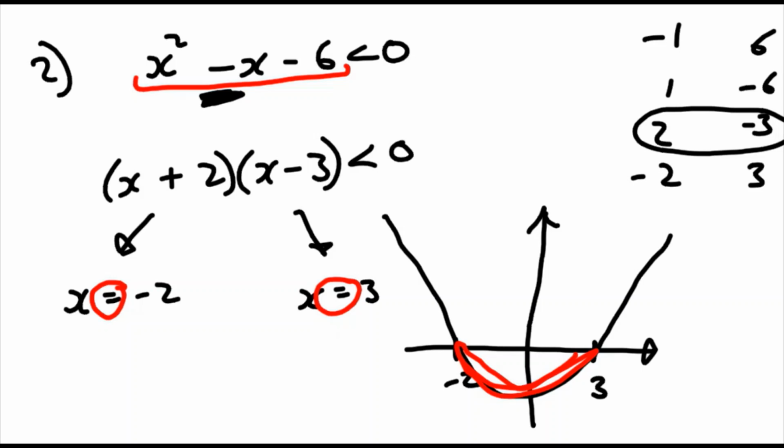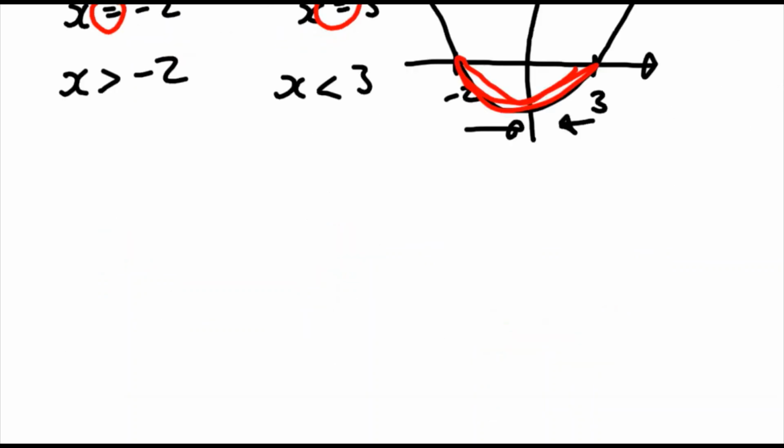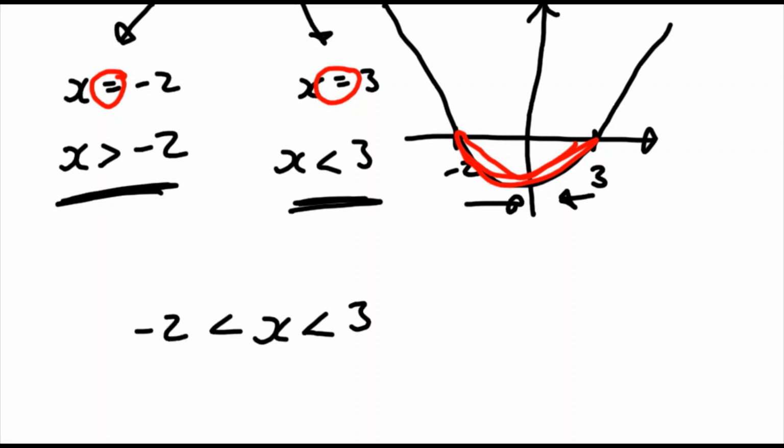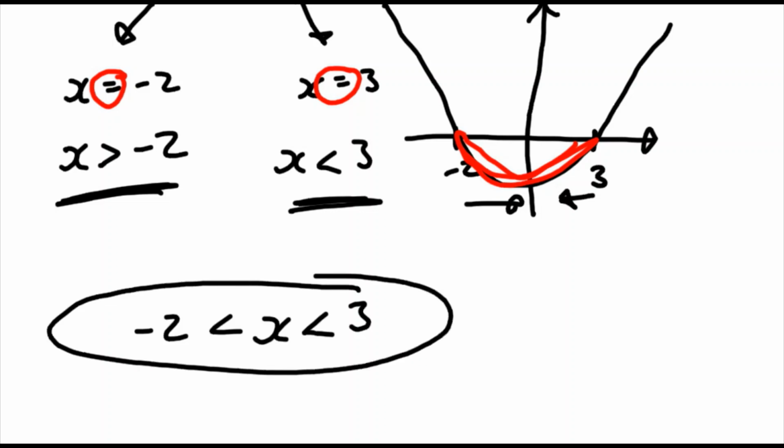So it's going to be less than 0 when x is less than 3, so that side of 3. But it's also less than 0 when x is bigger than minus 2. Now, what we can note here is that we can rewrite these two as one inequality. So x being less than 3 and bigger than minus 2. We get our solution here.